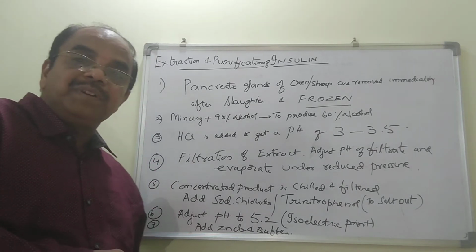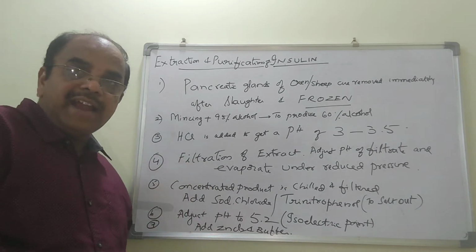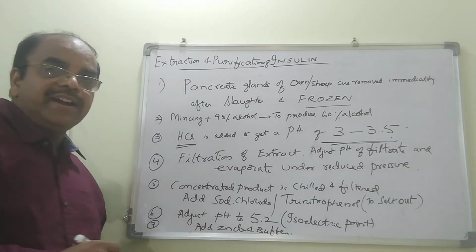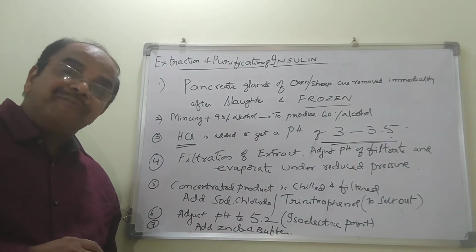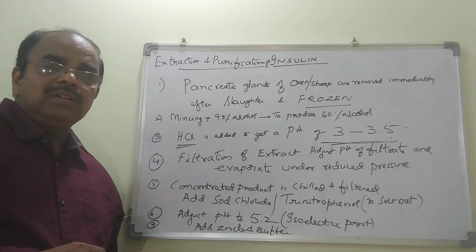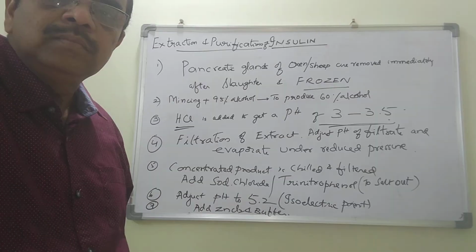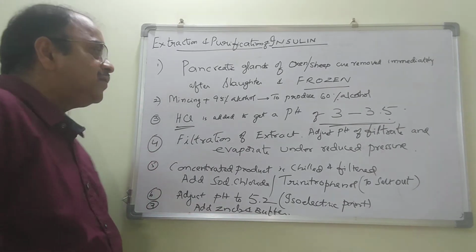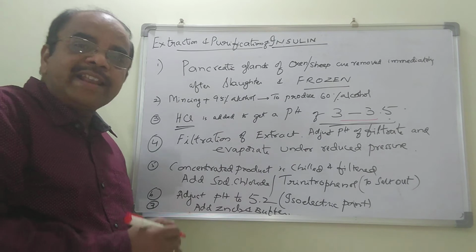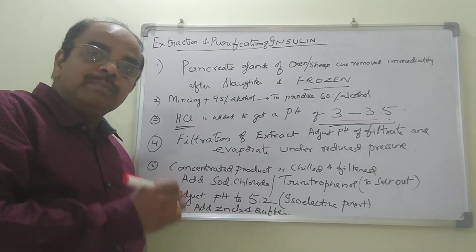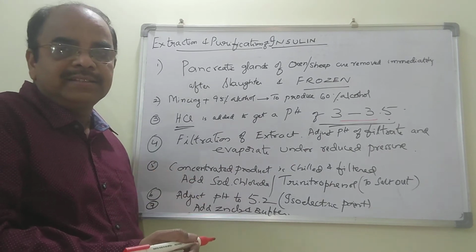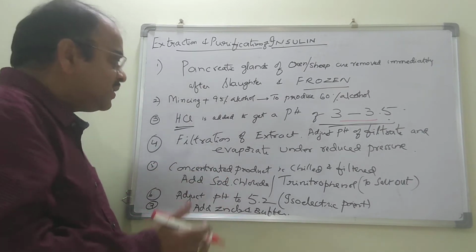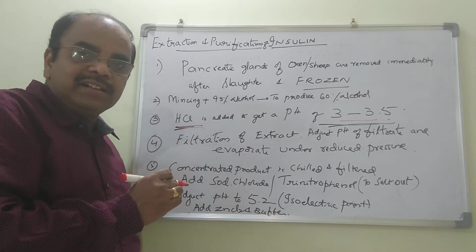In the next step, you add hydrochloric acid. Hydrochloric acid is added to adjust to a pH of 3 to 3.5. Insulin is amphoteric. We can extract insulin by using either acids or alkalis. It is amphoteric in nature, but generally we prefer hydrochloric acid only.